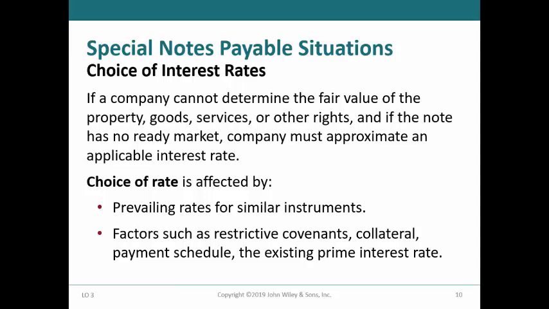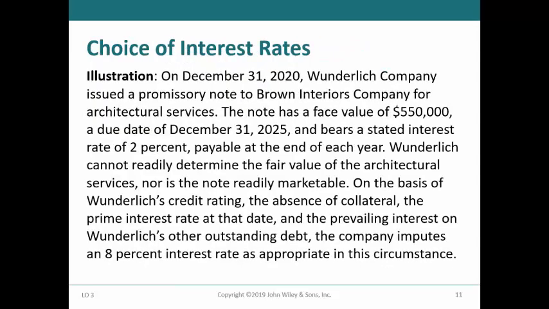In determining the appropriate interest rate to impute on a note, accountants should consider prevailing rates for similar notes, but also consider factors such as restricted covenants, collateral, payment schedules, and the existing prime interest rate. To illustrate imputation of interest, we will consider the note issued by Wunderlich Company on December 31st, 2020 to Brown Interiors Company for architectural services.